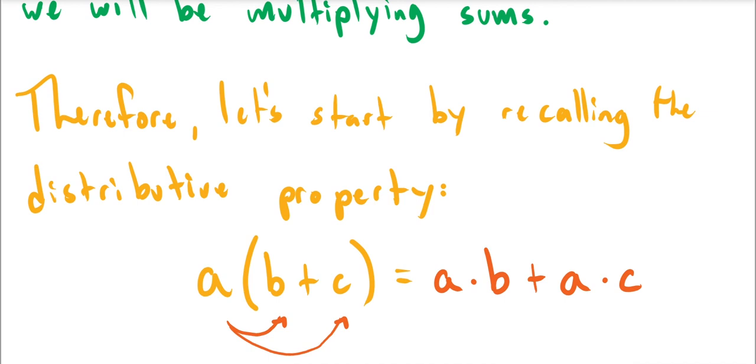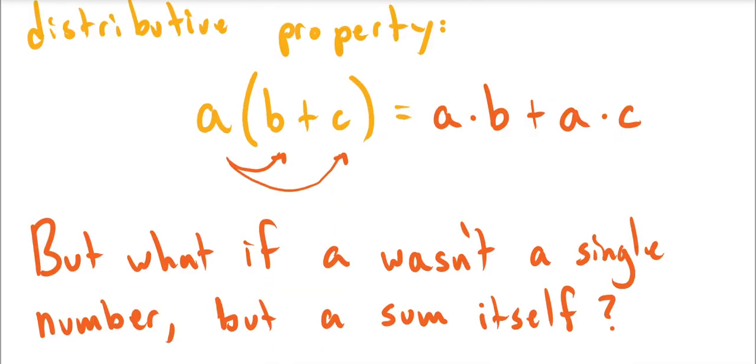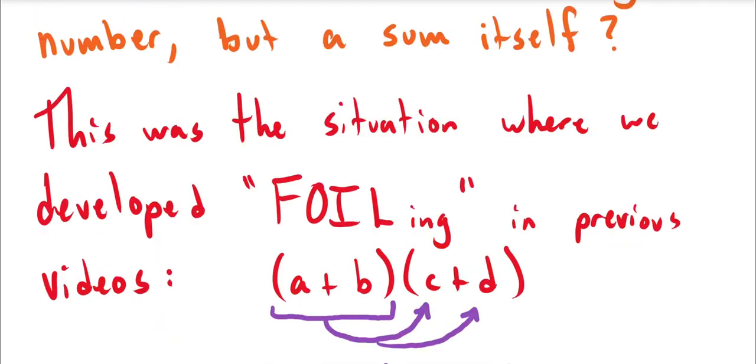Notice that when I have a sum, like b plus c, and I want to multiply it by a, I don't have to do the b plus c first, even though it's in parentheses. What I can do is multiply each term, both b and c, by a. And that's actually good for just the simplest polynomials, like if I want to multiply a binomial by a monomial. But what if a is another binomial? Or in other words, what if a wasn't just a single number, but was a sum itself? This was the situation we looked at previously where we developed foiling.